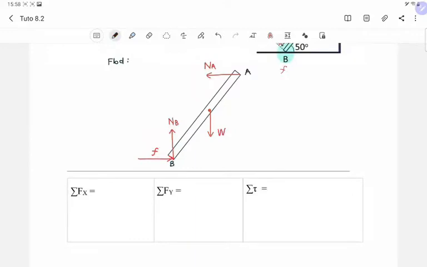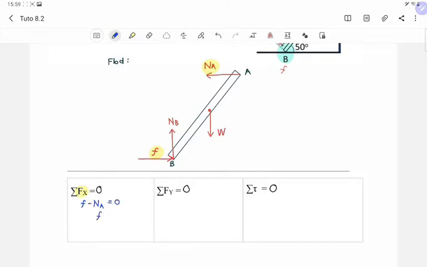Okay, and then we remember that the condition for a rigid body to be in equilibrium is that summation of Fx equals 0, Fy equals 0, and torque equals 0. Okay, for the x component, we have friction force and NA along the x-axis. So we can write the equation. The right is positive, to the left is negative. So F minus NA is equal to 0.